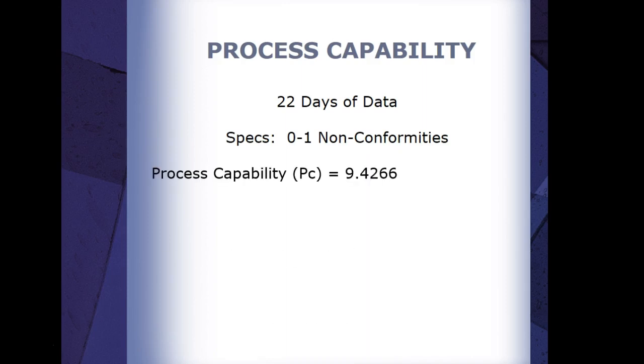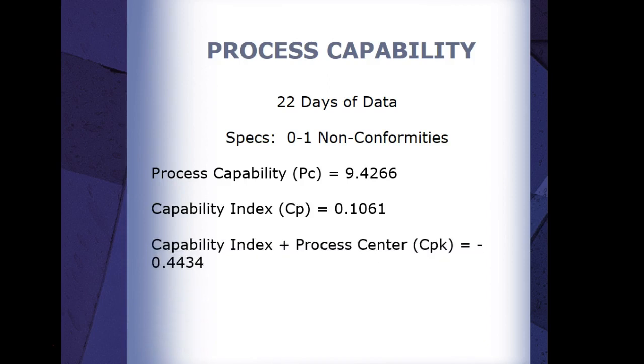So my process capability was 9.4266, and my capability index was 0.1061. My Cp, capability index, equates to my process not being very flexible because it's less than 1. My tolerance is less than my process capability. Some days, in this case, most days, I'm out of my specification of only having one nonconformity.